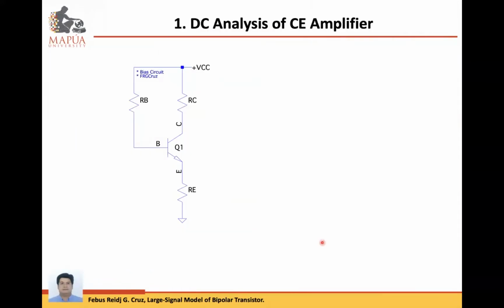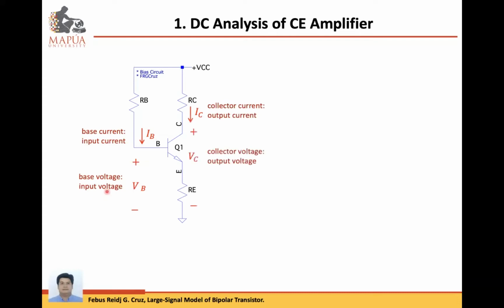So continuing on the DC analysis of the common-emitter amplifier circuit. Since this is a common-emitter amplifier, the input is base. So base current will serve as the input DC current. Base voltage is the input DC voltage, while collector current will be the output DC current, and the collector voltage, that is the voltage from collector to ground, will serve as the output DC voltage.